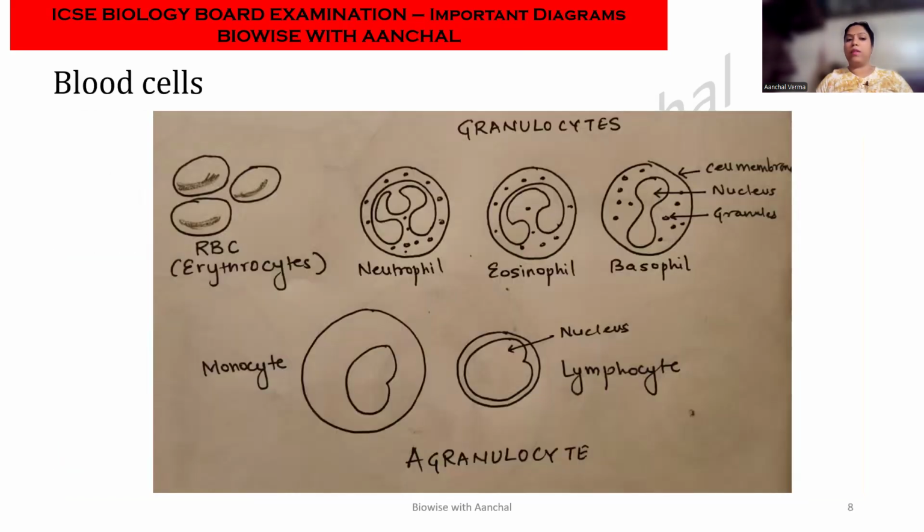Now these are the blood cells. Erythrocytes, RBC, very important. In many question papers, you must have seen lifespan of RBC 120 days. Then why RBC does not have a nucleus? Why RBC does not have mitochondria? Why RBC does not have endoplasmic reticulum is very important. Granulocytes have granules. Neutrophils, numerous lobed nucleus. Eosinophil, headphone-shaped nucleus. Basophil, bilobed nucleus.